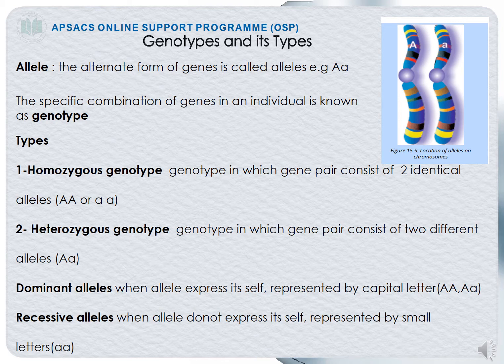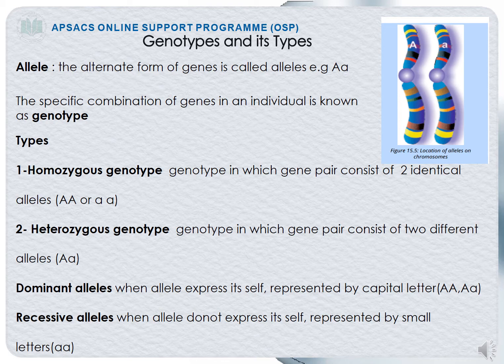Before starting, you should know the actual meaning of genotype. Geno is basically a term used for the gene and type is for type or form. So we will define the genotype as the specific combination of genes in an individual. This is known as the genotype. So what is meant by this specific combination of genes?